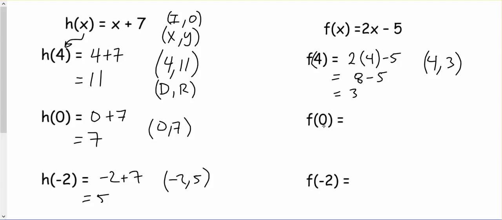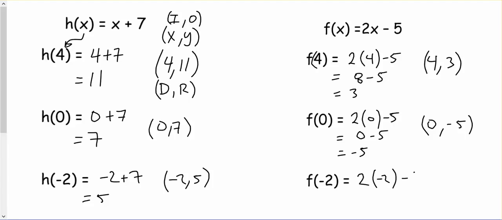What's the value of my function when x is 0? We'd say 2 times 0 minus 5. 2 times 0 is 0, minus 5 is negative 5. My input-output would be the point 0, negative 5. When I input a 0, I get out a negative 5. The last one, 2 times negative 2 minus 5. 2 times negative 2 is negative 4, minus 5 is negative 9. So when I input a negative 2, my output is a negative 9.